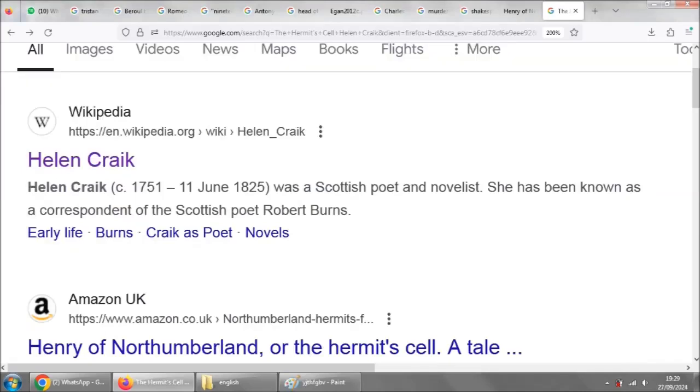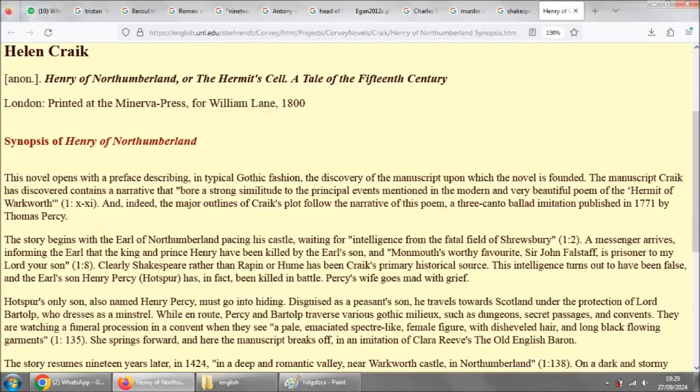She was a Scottish poet and novelist, and she was a correspondent of Scottish poet Robert Burns. They're telling us these people existed. Yes? So now what we find is when we study the works of Helen Craig and all these things, she wrote a book called Henry of Northumberland, or The Hermit's Cell, a tale of the 15th century.